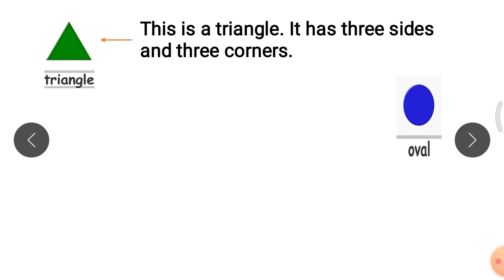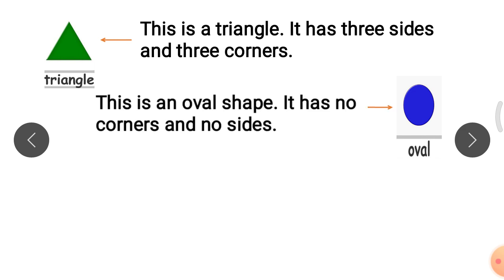Now the next one is the oval shape. Now what is this oval? This is an oval shape. It has no corners and no sides. You can see. Can you see any corner pointed area? No. Can you see any lines over here? No. They are curved. So you can't say that it has any sides or corners. So it doesn't have any corners or any sides.